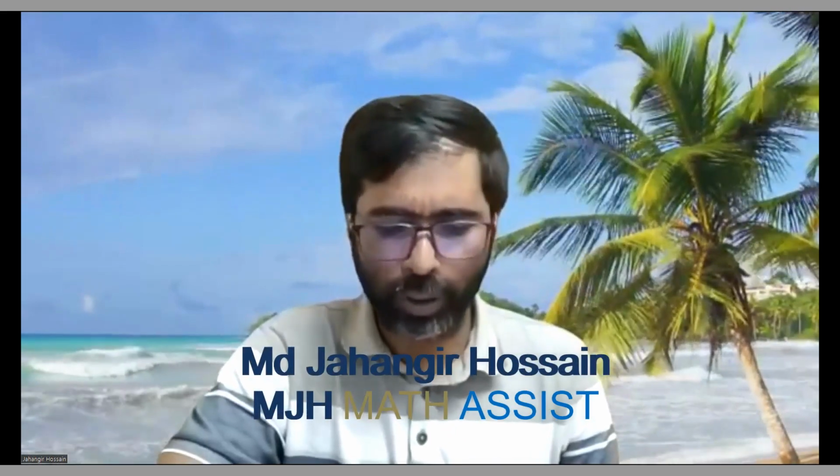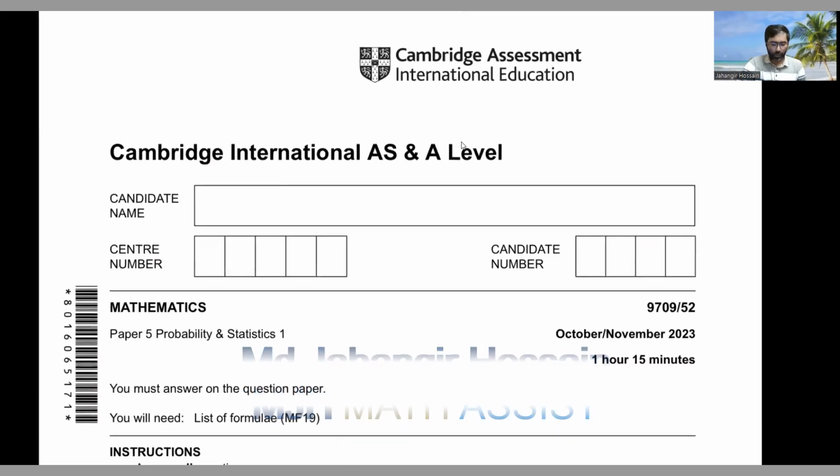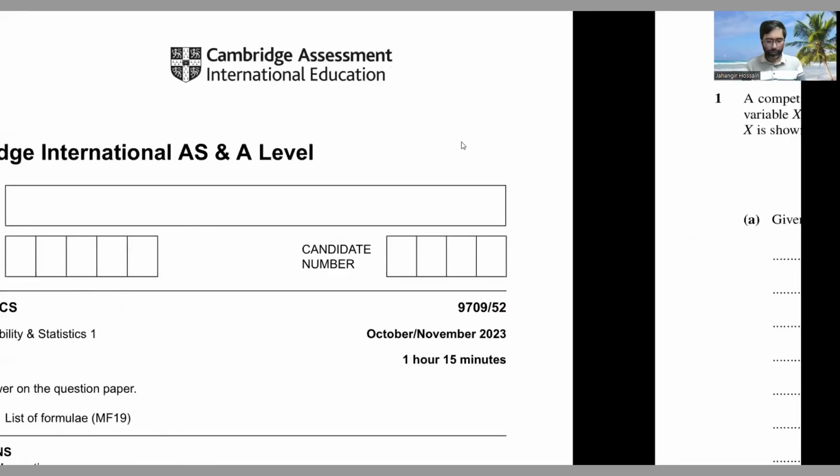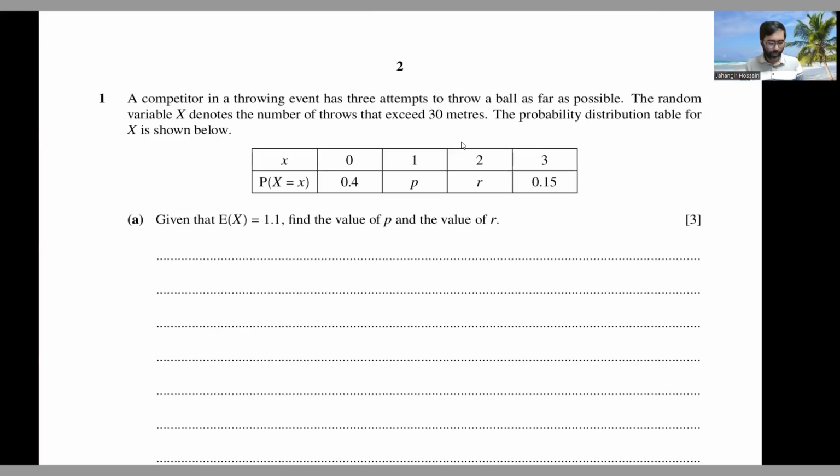Today we are going to solve a paper from October November 23, variant 52, Paper 5, Probability and Statistics 1, shortly named as S1. Okay, without any further ado, let's get into the question. This is the question we are going to solve today. Let's get into question number 1.